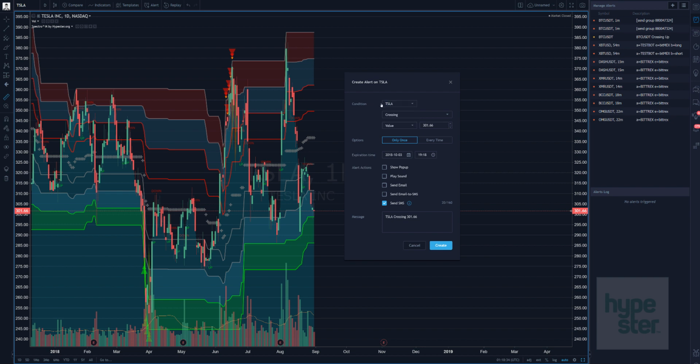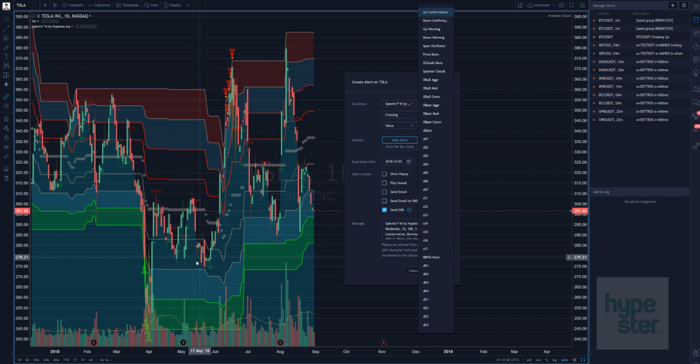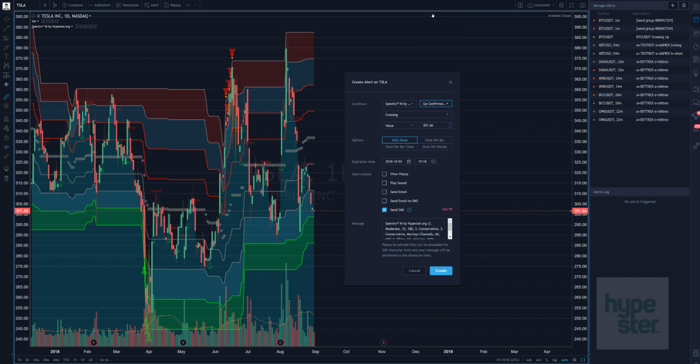Okay, so the first thing you have to choose is that you're talking about the Spectro. So the condition is when Spectro does something. And here we have every single feature that we have in Spectro listed. Okay, so the most common one that people want to know is the up and down confirmation. So if the up appears, I want it to bring up whatever. So I click here, up confirmation.